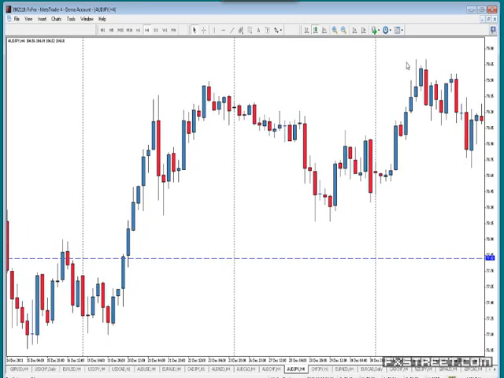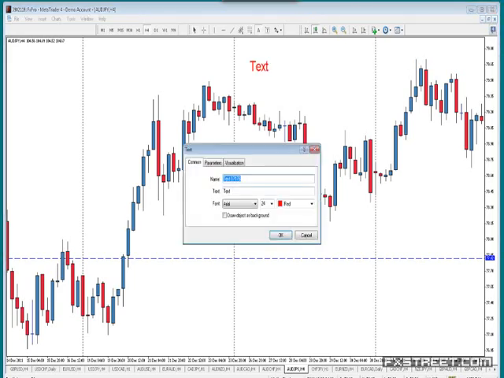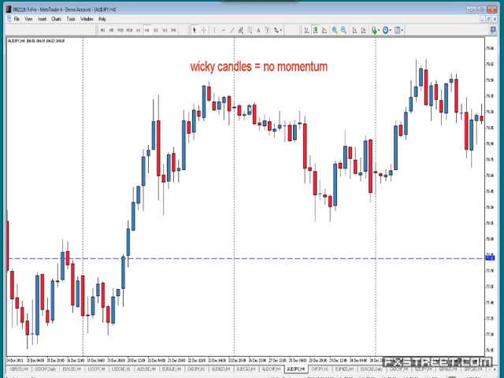So that is the sixth principle, which is if we see a lot of wicky candles, what does that mean? Wicky candles equals no momentum. The market's running out of steam. It's losing the momentum. The wicks are telling us something. Market can't do that anymore.